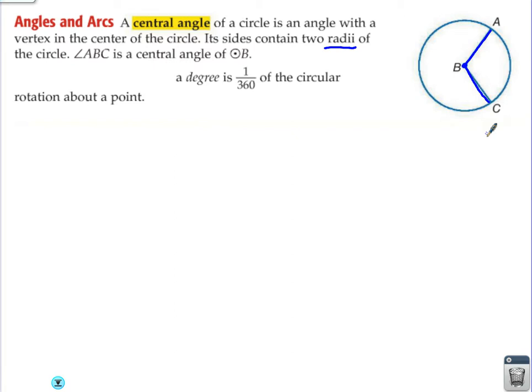We measure angles, actually, based on circles. A degree is actually 1/360th of an entire circle. So all the way around a circle, if we're talking about central angles, if we're going from here all the way back to here, a complete rotation in a circle is 360 degrees. And we've already done that.